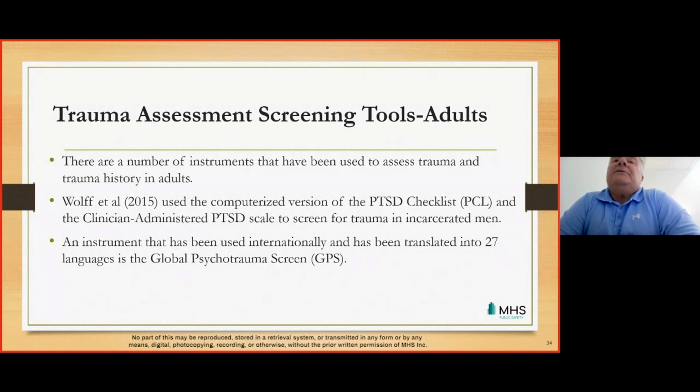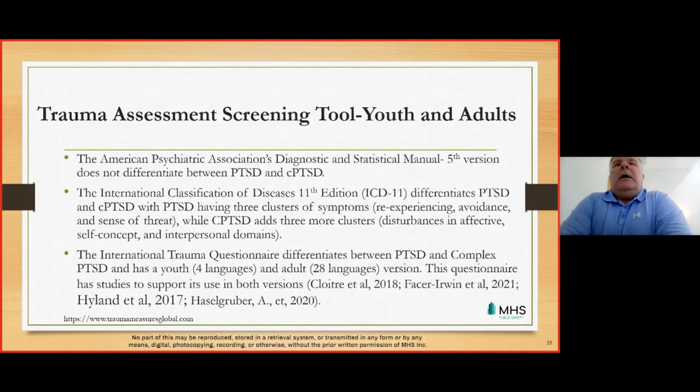An instrument that's out there that's been used internationally and has been translated into 27 languages is the Global Psychotrauma Screen. The argument that I'm going to make here is that it's helpful to have an instrument that differentiates between post-traumatic stress disorder and complex post-traumatic stress disorder. Currently, the DSM-5 does not do that. However, the International Classification of Diseases, 11th edition, which just came out in January 2022, does differentiate.